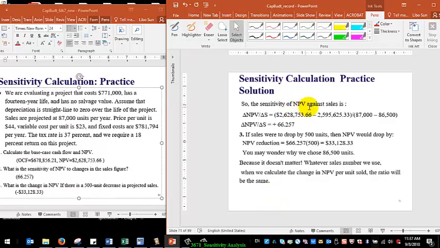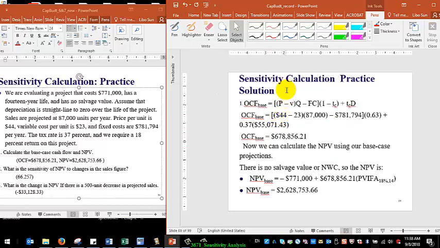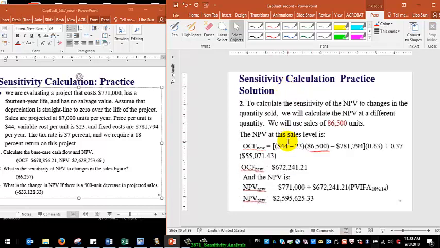So the sensitivity of net present value against sales is the change in the net present value over the change in the sales. We got a sensitivity of 6.257. So how do we understand this ratio? That means when the sales go up by 1, our net present value goes up by 6.257. The question asks us, if the sales go down by 500 units, how much is the change in net present value? So we use this sensitivity ratio times 500. We got a decrease of 33,128.